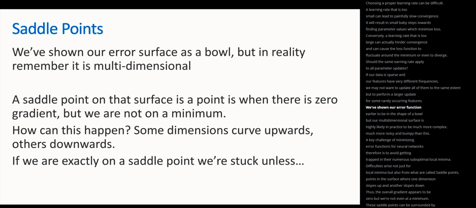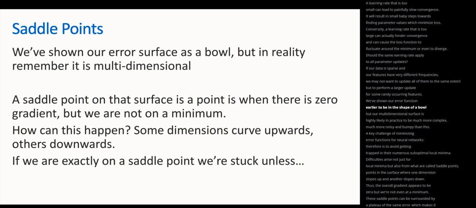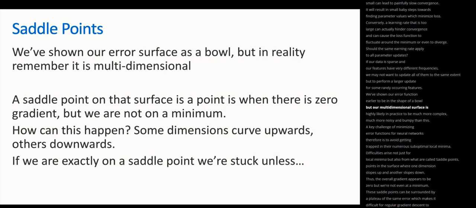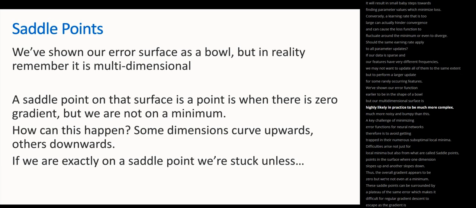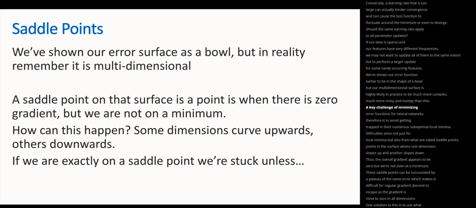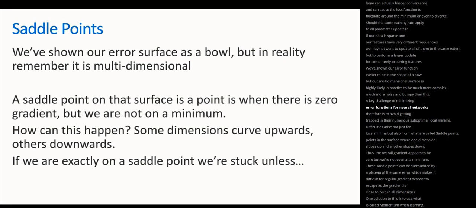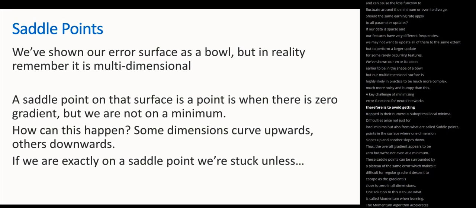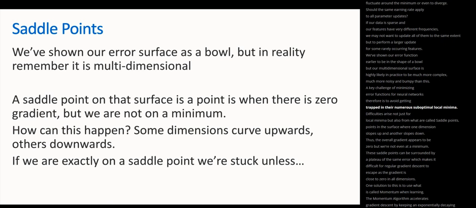We've shown our error function earlier to be in the shape of a bowl, but our multi-dimensional surface is highly likely in practice to be much more complex, much more noisy and bumpy than this. A key challenge of minimizing error functions for neural networks, therefore, is to avoid getting trapped in their numerous suboptimal local minima.